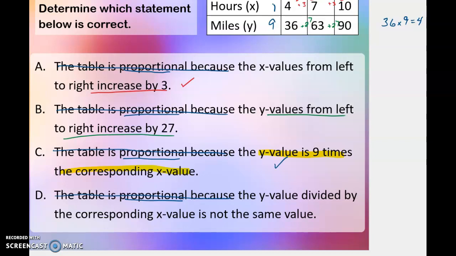On D, the y value divided by the corresponding x value is not the same value. That's incorrect because it's the same. So 9C is your answer.